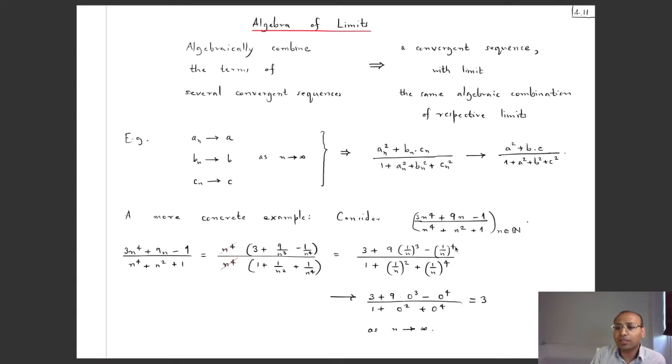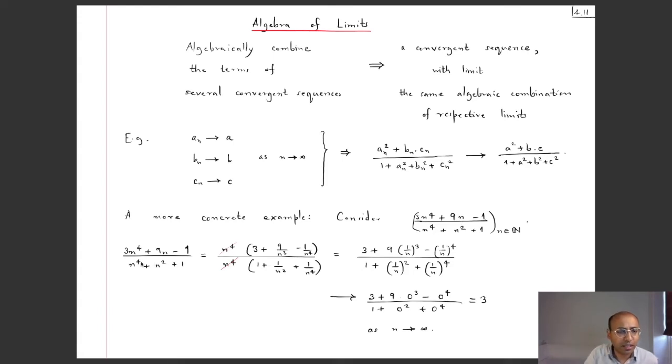suppose I have a sequence whose nth term is given by (3n to the power 4 plus 9n minus 1) divided by (n to the power 4 plus n square plus 1). Well, what we observe is that if I take n to the power 4 as a common factor, then I'll be left with 1 by n to some power, and 1 by n is a sequence that I know a lot about. We know that it's convergent with limit 0, right?